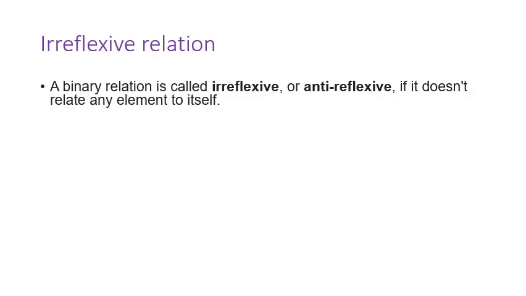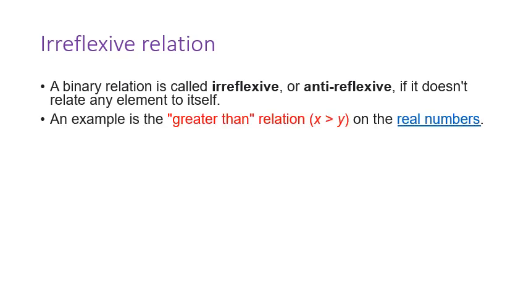Now let us see irreflexive relation. A binary relation is called irreflexive or anti-reflexive if it doesn't relate any element to itself. Okay, that means the opposite of reflexivity. If A is related to A, we can say it is reflexivity. But for irreflexive, A will not be related to A. That means A will not map to A itself. So that is what irreflexive or anti-reflexive means.